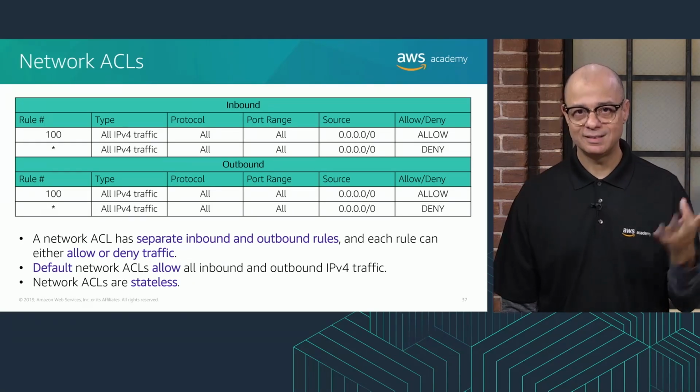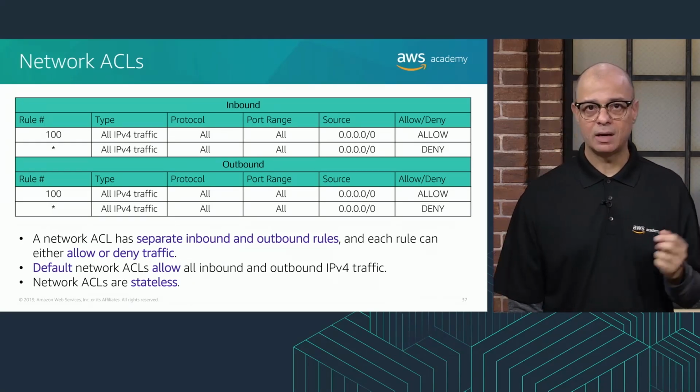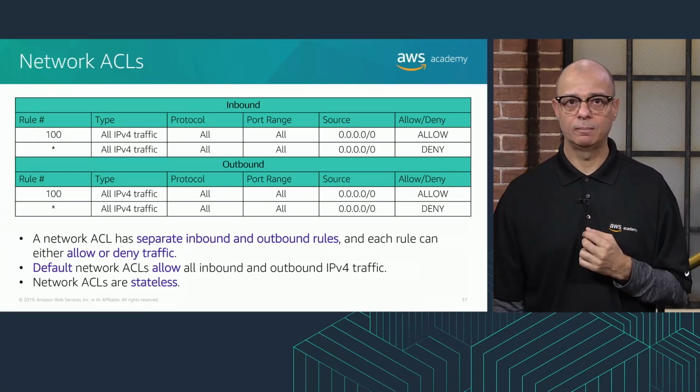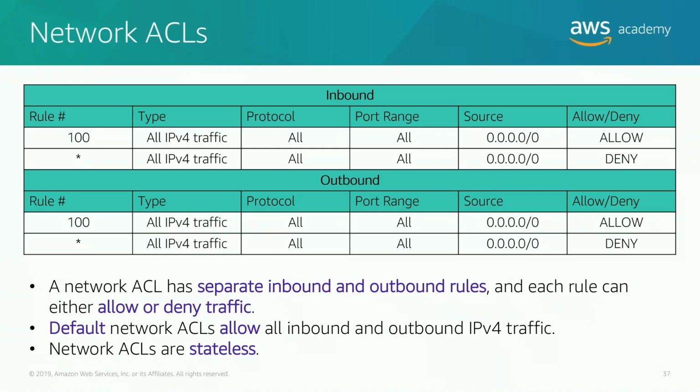A network ACL is stateless. It has separate inbound and outbound rules that require configuration. The table shows the default network ACL. It is wide open in order for you to have focus on security groups as your firewall protection mechanism.